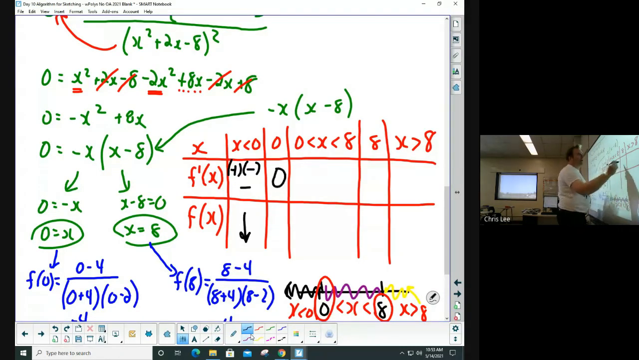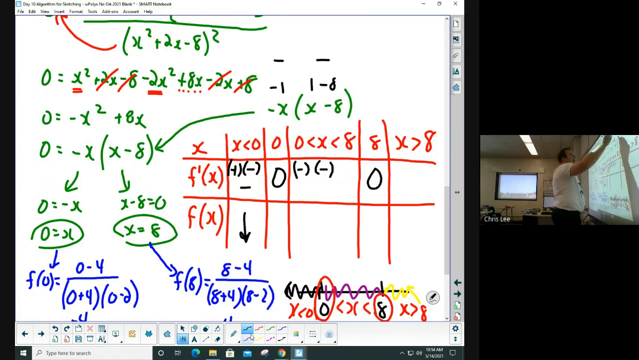Zero, I know it's 0. 8, I know it's 0. Choose a number now between 0 and 8. Again, let's choose something easy. I'm going to choose 1. If I put in 1, it becomes negative because of the negative symbol. 1 minus 8 is going to be negative. And so this is going to be a negative times a negative, which is positive. So this is going up.